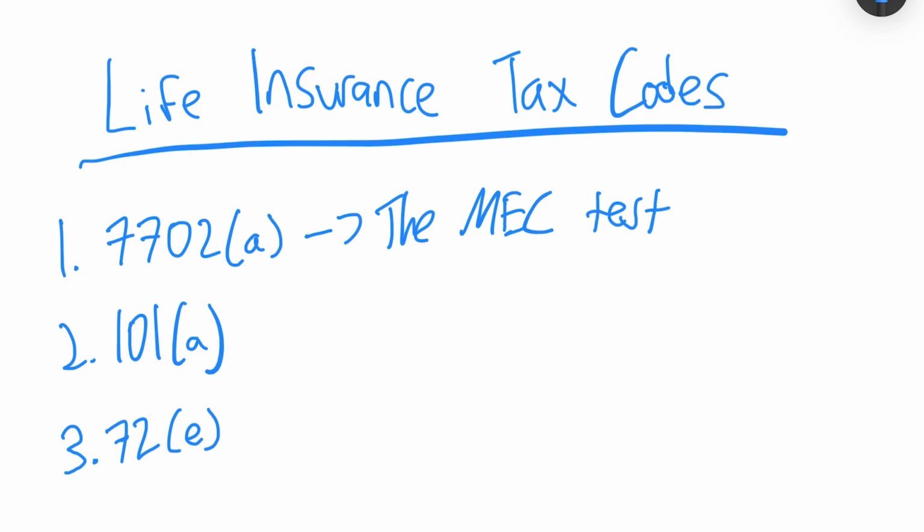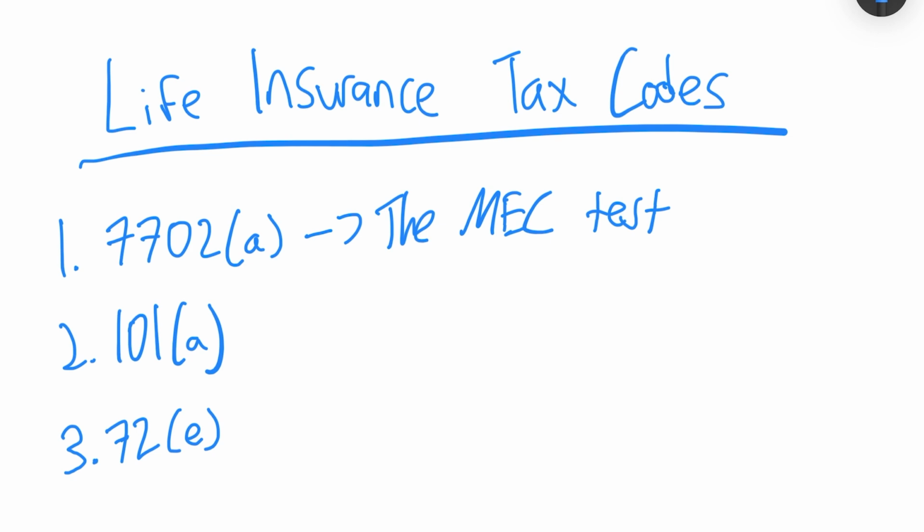So that's what 7702A really outlines: if you fund your policy too aggressively, it's going to turn into a MEC, or modified endowment contract. It's no longer life insurance. It's going to lose key tax advantages. So that's what 7702A refers to.